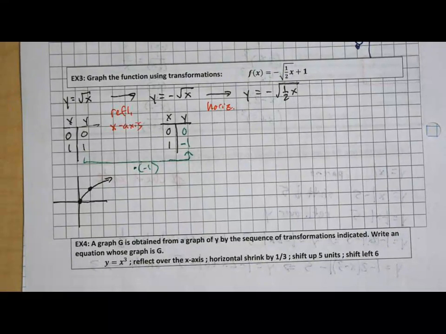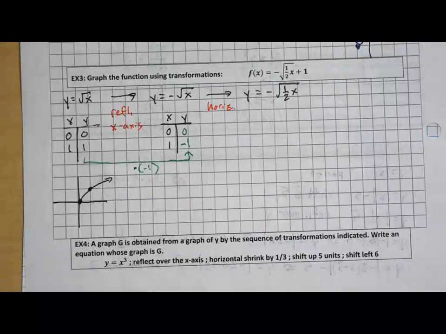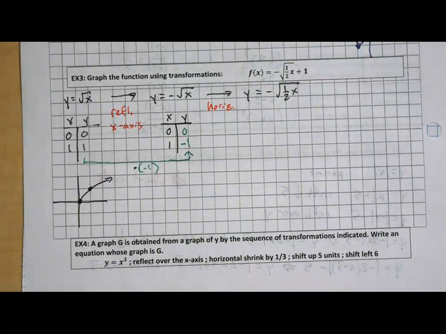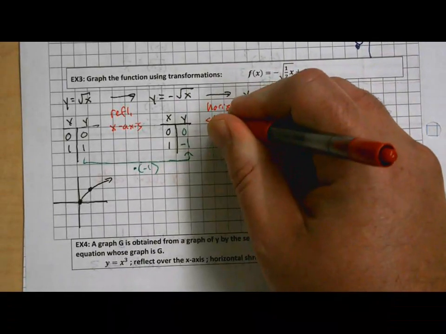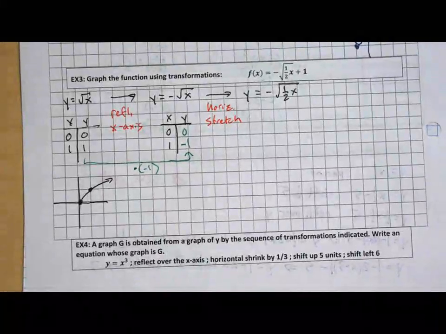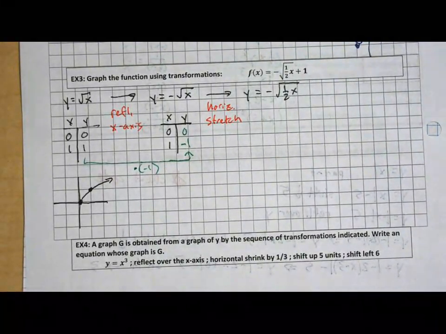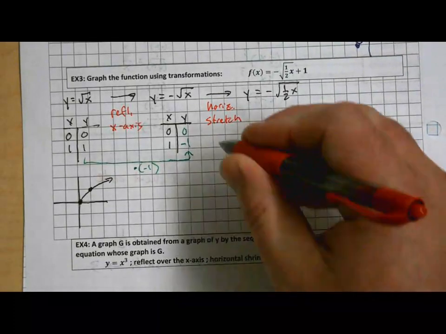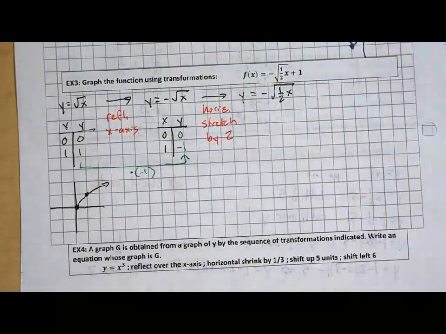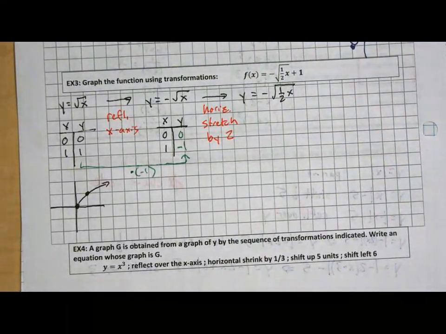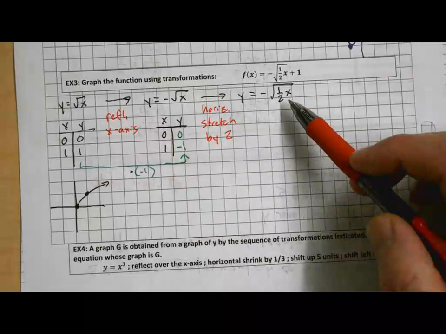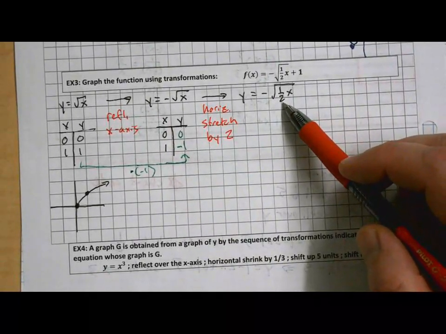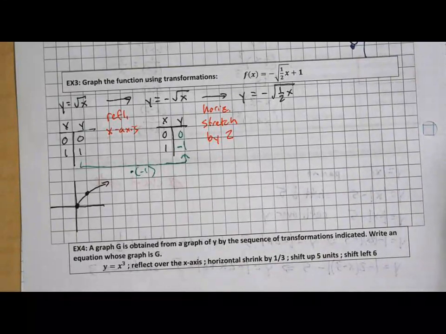Remember, it's inside, and inside is backwards from what you would expect. Normally, you multiply something by a number less than 1 and it would get smaller, but inside's backwards. So this is actually going to be a horizontal stretch by not a half, but the reciprocal of that. Horizontal stretch by 2. Multiplying by something small actually stretches it out by whatever the reciprocal of that multiplier is.